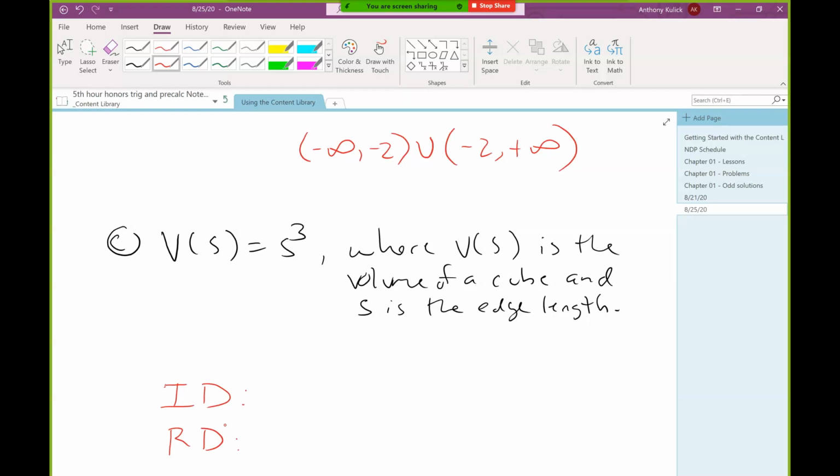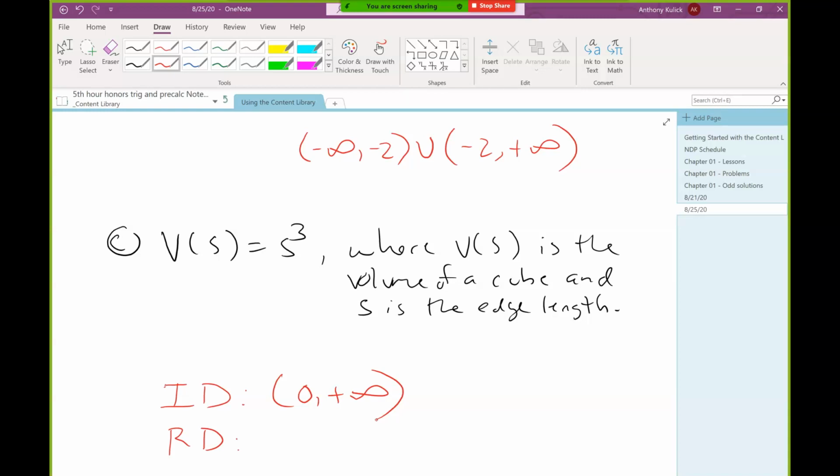You can have decimals. You could have half an inch side. That's fine. But you can't have 0, because if you had a 0 length cube, I think you just have a point, and I don't think I would define that as a cube. And you certainly can't have negative. Negative length makes no sense, right? So here, our implied domain would be 0 to positive infinity, all the positive numbers.